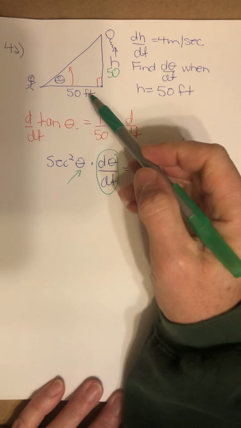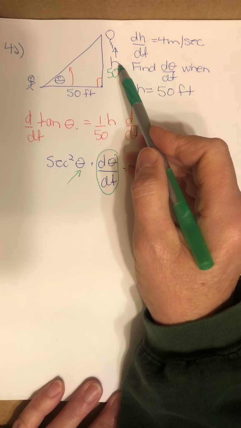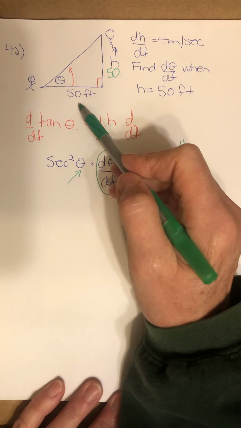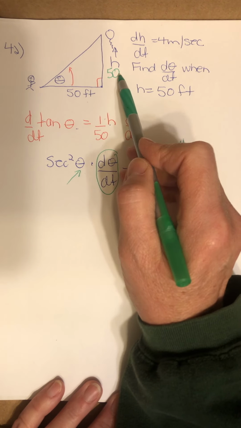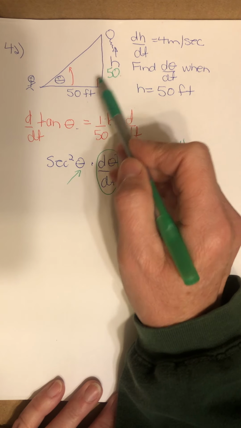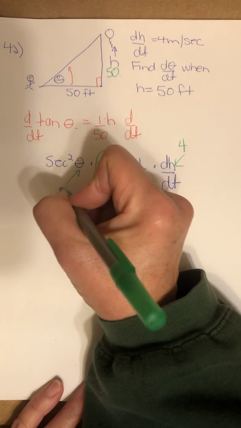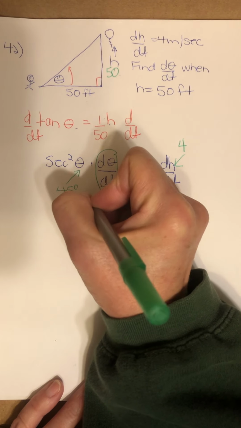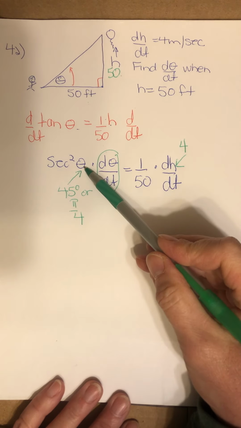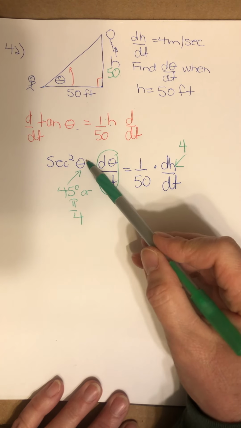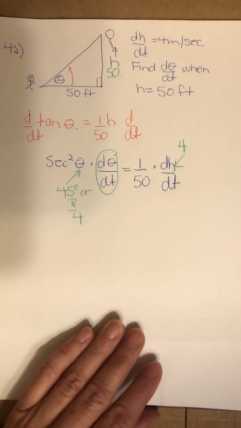So when the height is 50, so here's the observer. The side opposite him is 50. The side adjacent to him is 50. So at this moment when this height is 50, tangent is 50 over 50, or tangent is 1. And we know that that happens at 45 degrees, or pi over 4. There we go. Now you can pop that information in, work out secant, work out it being squared, and work to get that d theta dt alone.